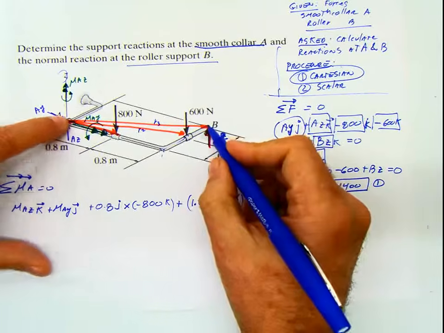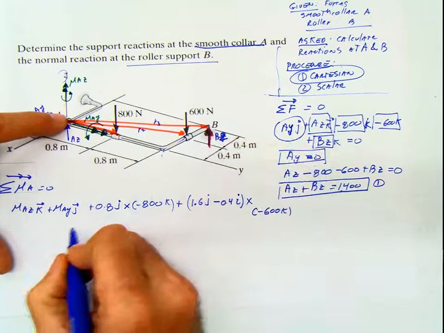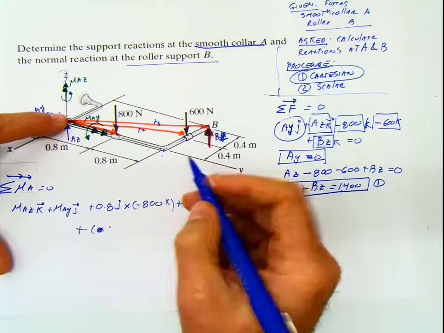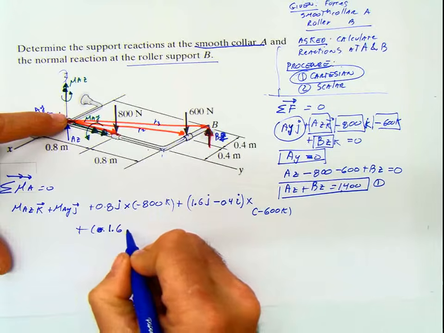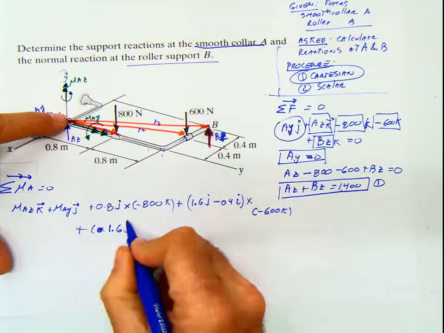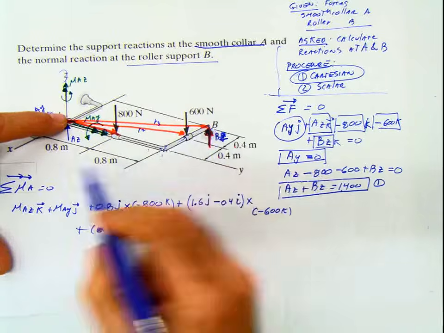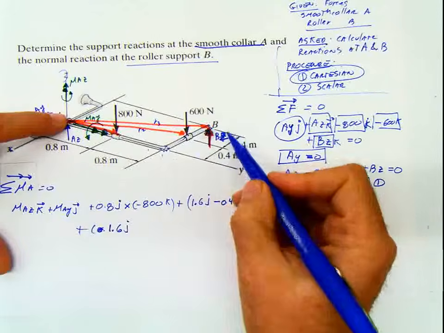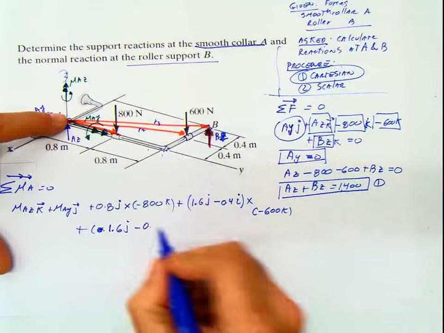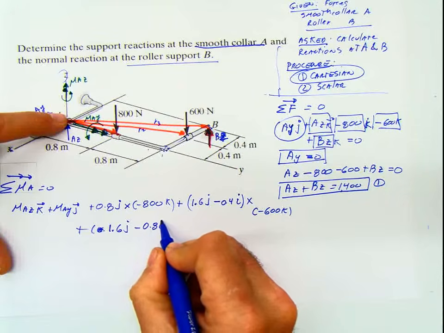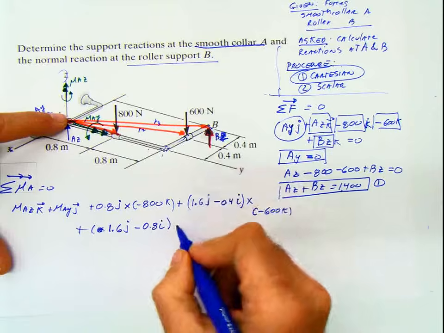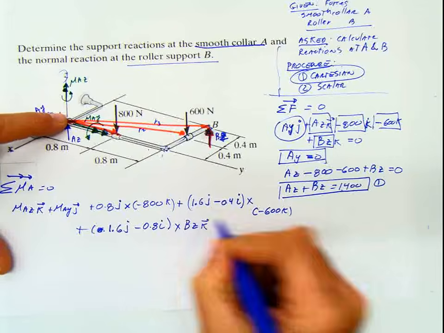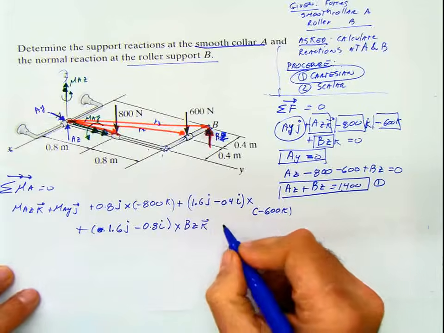And finally the last R, this R here, is going to be 0.8 plus 0.8 is 1.6 in the direction j, and in the direction negative X, because I have to go back. This is X positive, I'm going back, so this is going to be negative 0.8 i, cross multiplied by this force, but this force is BZ in the direction k, and that has to be equal to 0.